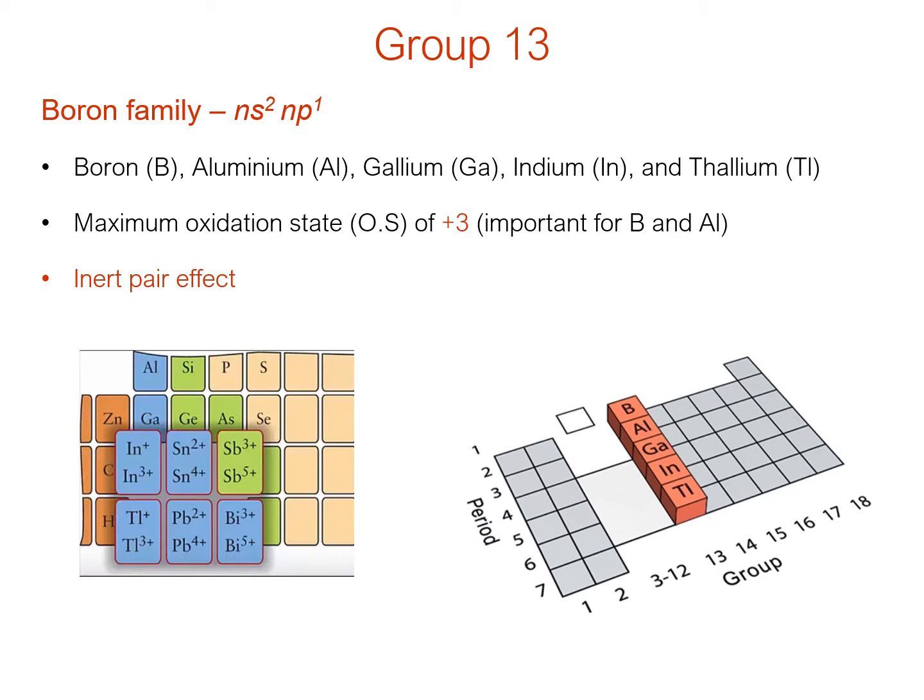And this is because the bond enthalpies are lower, so that sp3 hybridization isn't so possible. And the 2s electrons just stay, they don't interact in the bonding, they are the inert pair. So through this video, we're mainly going to focus on the top two elements, boron and aluminium. And this is because they have more chemistry, they do more things, and we come across them more in everyday life.